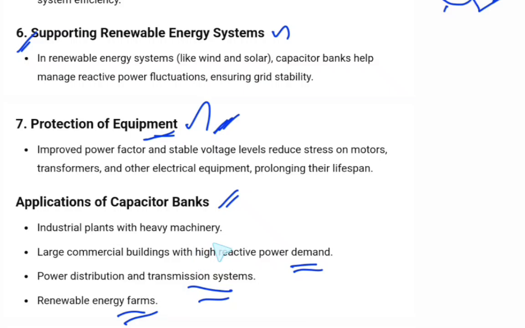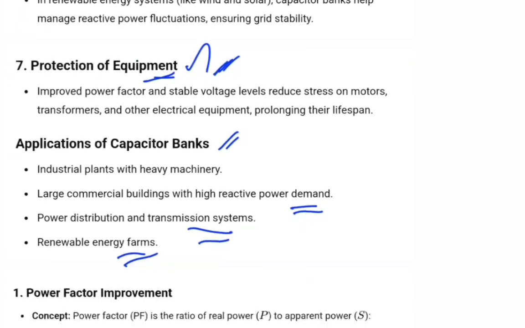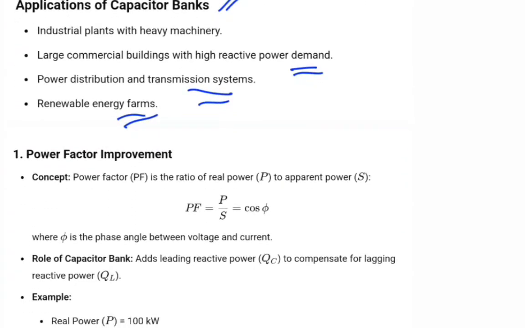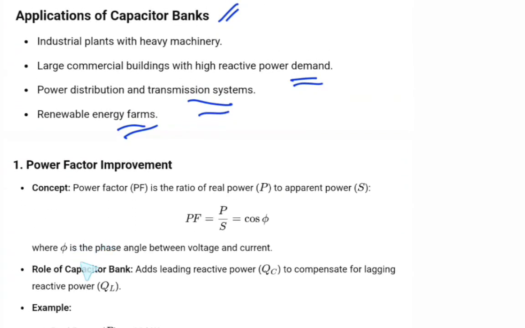So here is how to calculate how much of power factors. Here I display the fundamental formula. The concept: power factor, shortcut PF, is the ratio of real power and apparent power. The real power is indicated as P and apparent power is indicated as S. The power factor formula is P divided by S equal to cos phi.